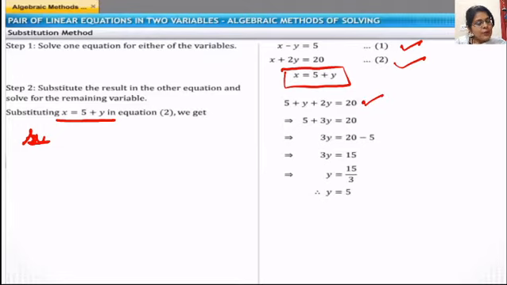Now y plus 2y, same variables can be added. y plus 2y will be 3y. So 5 plus 3y is equal to 20. Now this 5 will be transposed to the right hand side. This will become 20 minus 5. Then 3y is equal to 15.